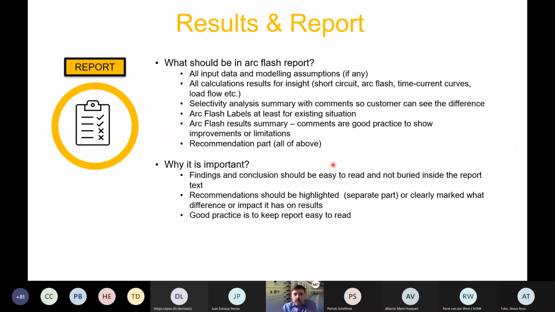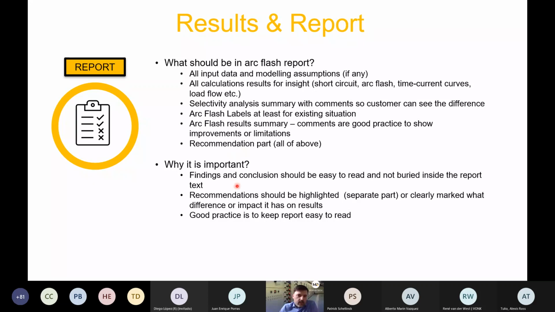So overall we provide everything that we did in the form of a report, and all the input data, all the assumptions, all the calculation results like short circuit, arc flash, time current curves, load flow, study results, or power flow. All of this goes into the report, including the comments, summary, labels, everything else, in the recommendation part, because we need to have it documented.